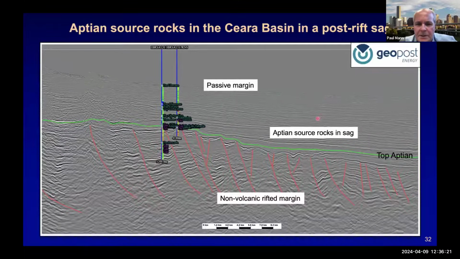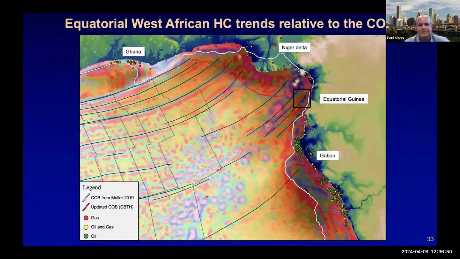And then this is just looking at one of our geopost lines, but you can see again this non-volcanic rifted margin. You have a kind of a sag on top of it with Albian or Aptian source rocks proven in these wells here, and then you get up into the passive margin. So there are both sag prospects with the sag and onlap, but also prospects within this lower rifted section.